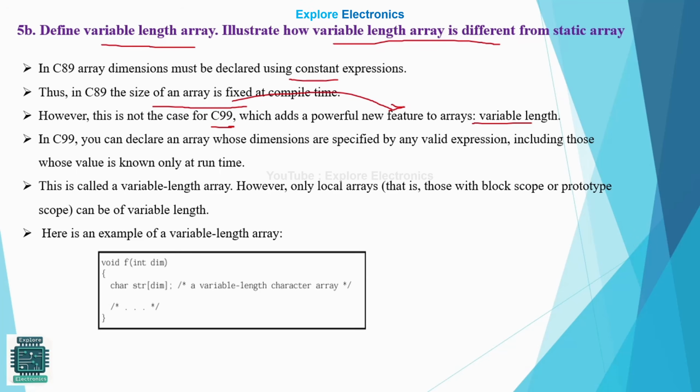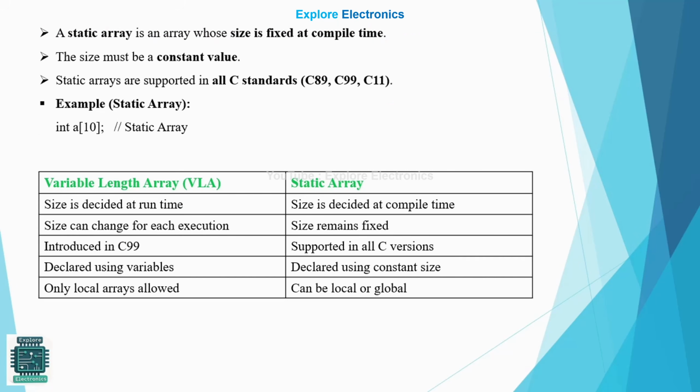Here you can declare an array whose dimensions are specified by any valid expression, including those whose value is known only at runtime. This we call a variable length array. Here is an example of a variable length array. Now that's about variable length array.